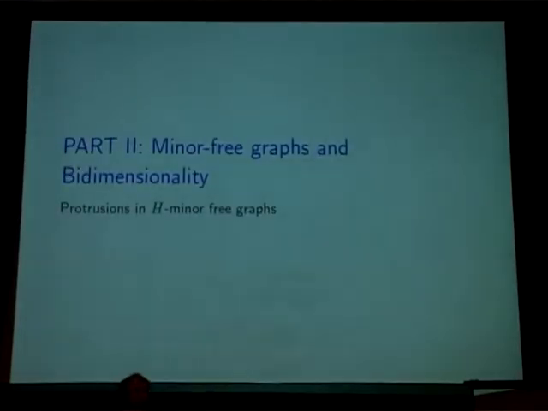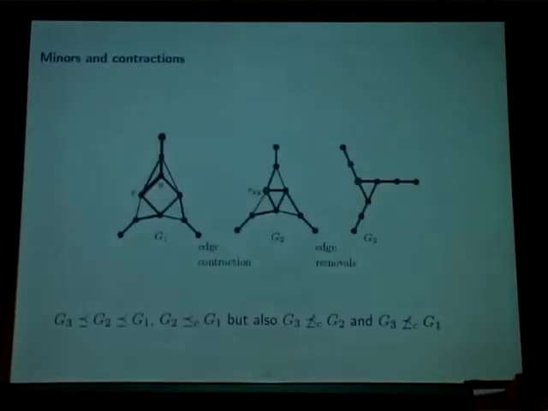Okay, so I also promised to speak about bidimensionality. Actually, bidimensionality appears to be a very handy tool also to prove kernelization. I should explain what bidimensionality is. Maybe I should start from a definition of minor. So what is a minor?